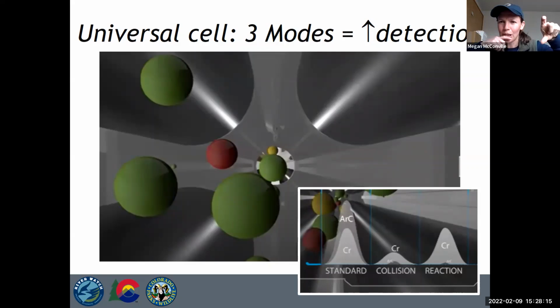Okay, so then they go into this cell, and the cell has these quadrupoles around it. Again, what do we say? Red is calcium, yellow is lead, green is copper. And within this cell, we are then able to get rid of additional interferences. And there's 3 different modes that we can operate this in. There's the standard mode, there's a collision cell, and there's reaction cells. So this is where the chemistry, the physics get really exciting and really interesting, but this allows us to reduce our method detection limit really, really significantly.